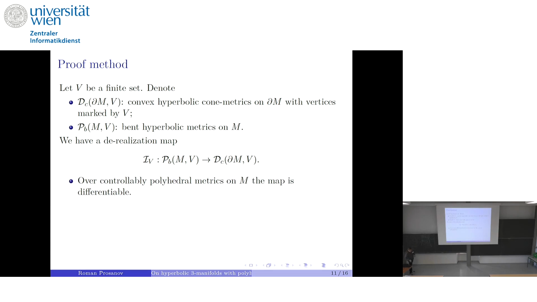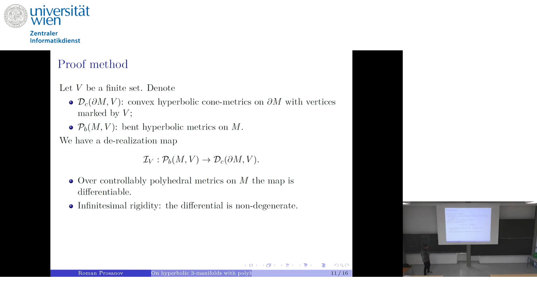The first thing is that we are showing that over the subset of controllably polyhedral metrics, this map is differentiable. A funny thing is that I cannot prove that it's continuously differentiable. The differential is continuous over strictly polyhedral metrics, but for controllably polyhedral metrics, I cannot prove the continuity of the differential, but it turns out that I do not really need it. Another thing is infinitesimal rigidity, that the differential of this map is non-degenerate. So altogether, even without the continuity of the differential, it gives us that this map is a local homeomorphism.